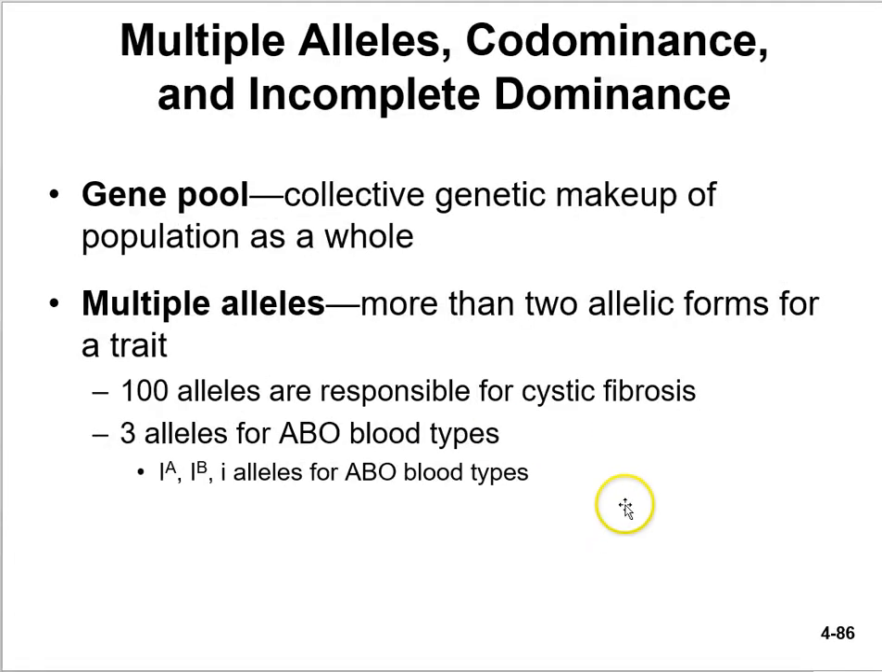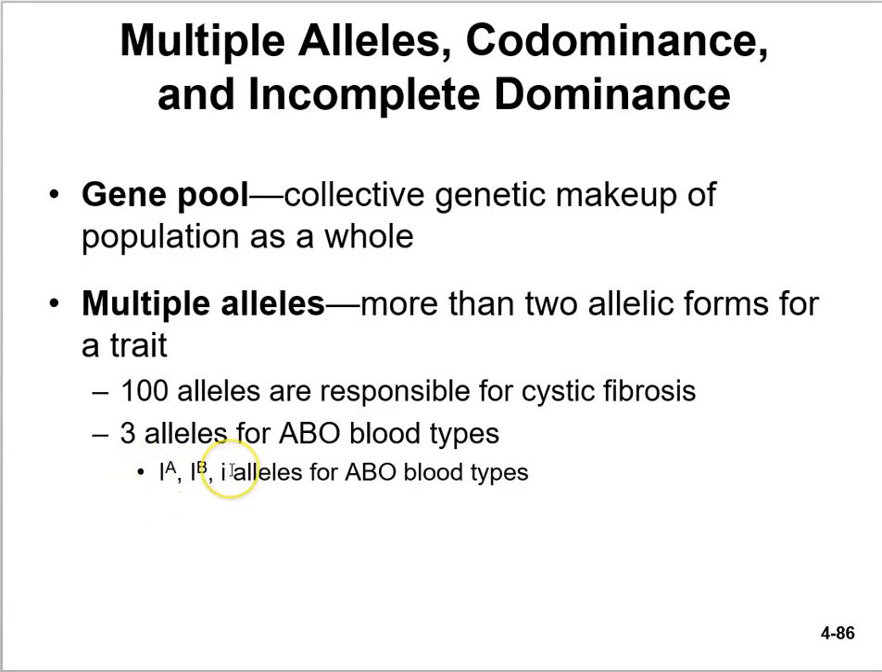The gene pool is the collective genetic makeup of a population as a whole. Multiple alleles is when there's more than two allelic forms for a trait. For instance, there's multiple alleles for the ABO blood group. You could get the A allele, the B allele, or the O allele.